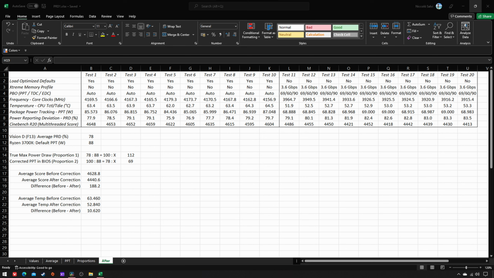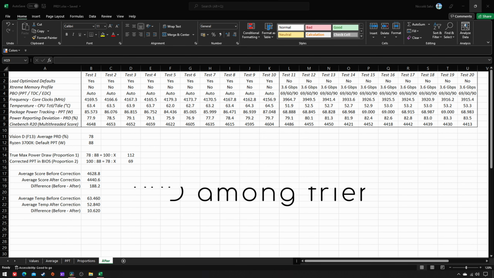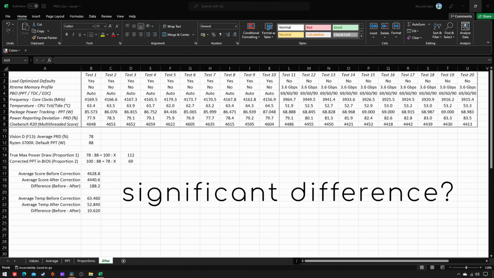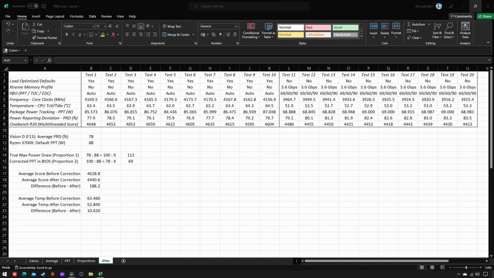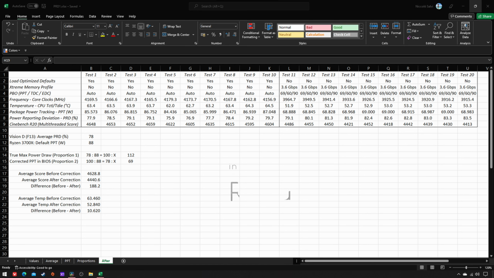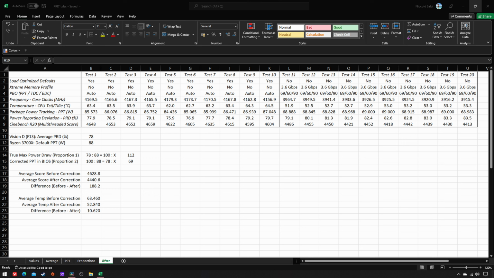In my previous video about the power reporting deviation metric in HWiNFO, I suggested a simple way to counteract this inaccuracy, and concluded by asking, is there a significant difference in CPU performance between before and after the fix? Today I'm going to answer this query, thanks to an inferential statistical analysis named dependent t-test, executed via a program called RStudio. But why am I doing this?